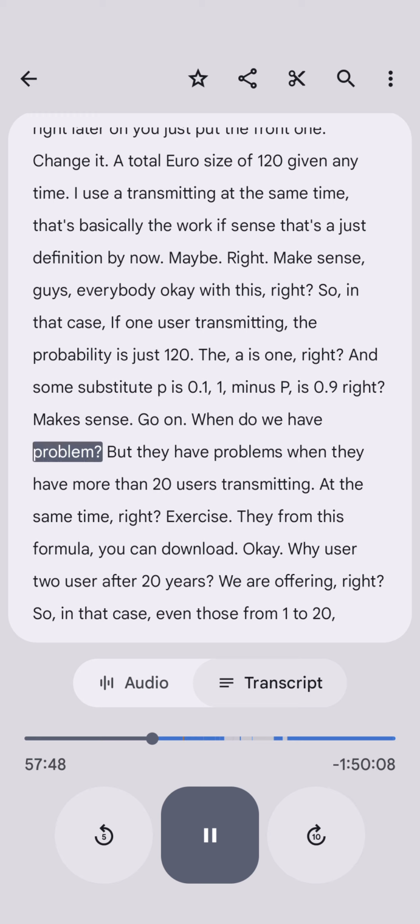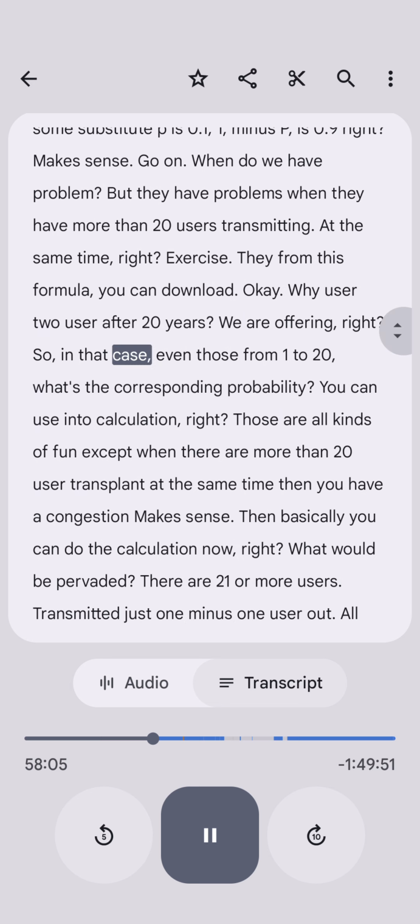When do we have a problem? We have problems when we have more than 20 users transmitting at the same time, right? Make sense, guys? Then from this formula, you can know, okay, 1 user, 2 users, up to 20 users, we are all fine, right? So in that case, given those from 1 to 20, what's the corresponding probability? You can use it to do the calculation, right? Those are all fine, except when there are more than 20 users transmitting at the same time, then you have congestion.